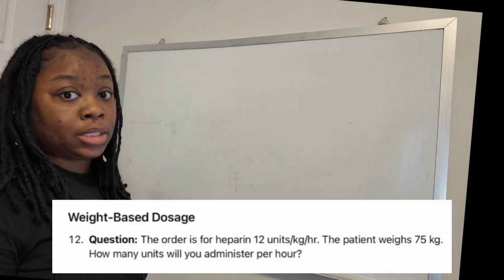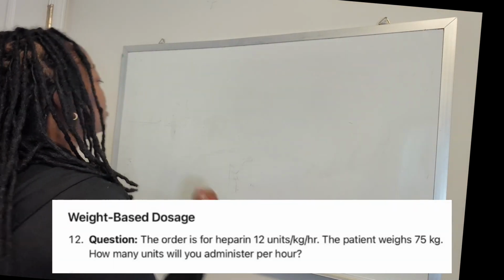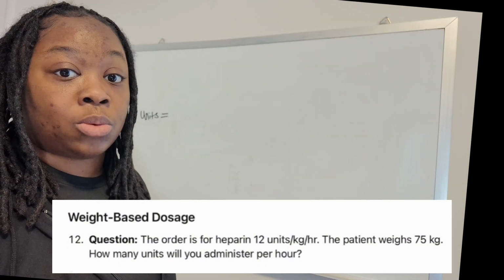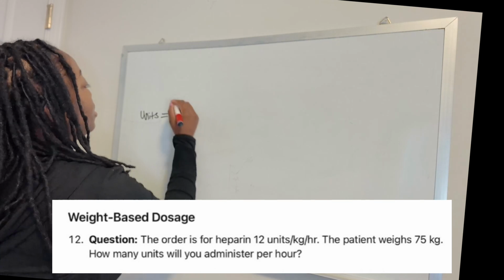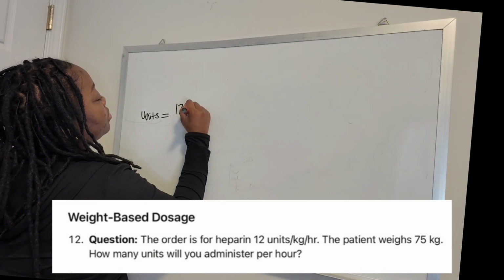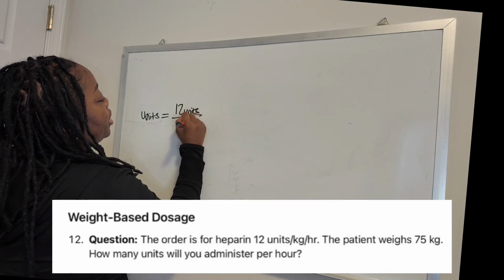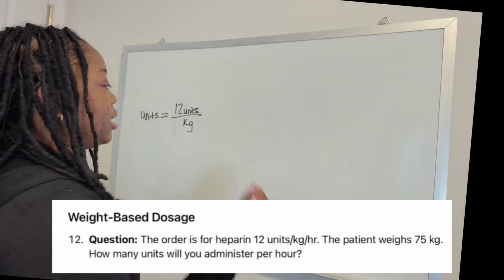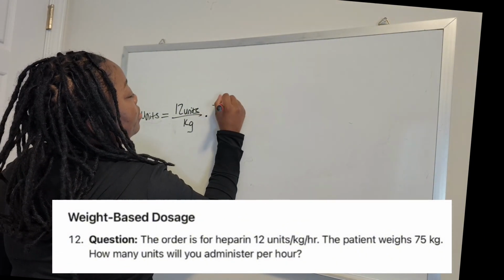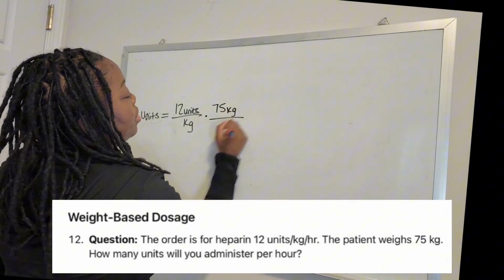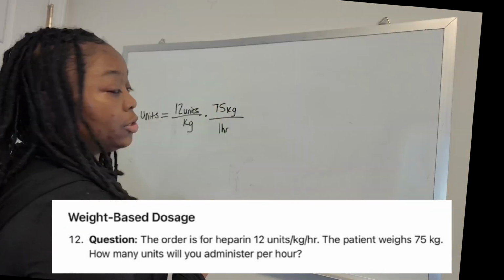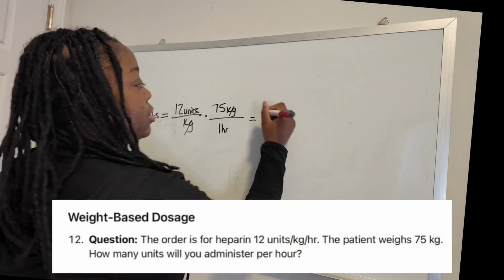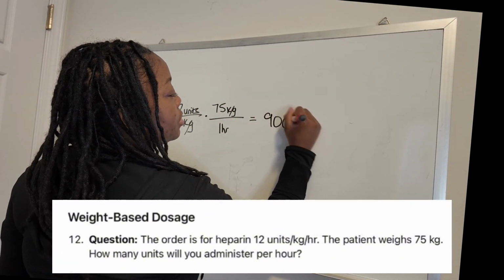So we have another weight-based problem, and it's asking for units. Put units over to the side. So the order is for 12 units per kilogram. We're going to put 12 units per kilogram. Now we need to look at, what does our patient weigh? So our patient weighs 75 kilograms over an hour. So from here, you can mark out your kilogram, multiply across, divide by the bottom, and then your answer is going to be 900 units.